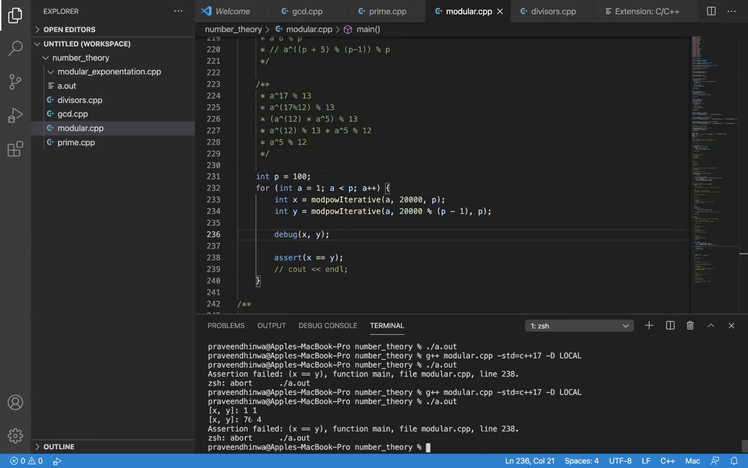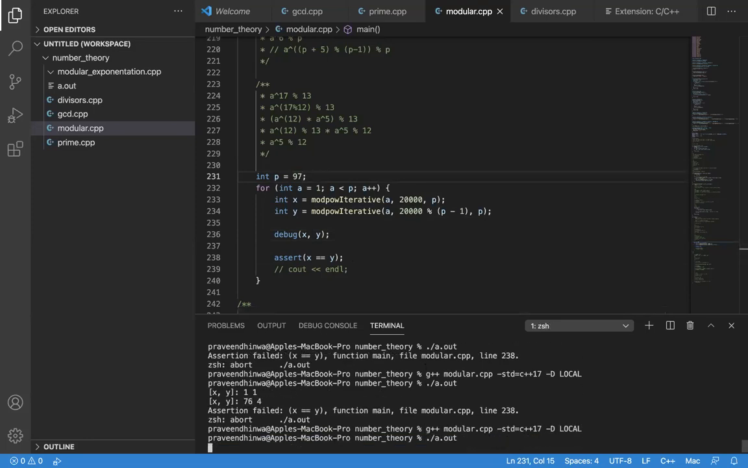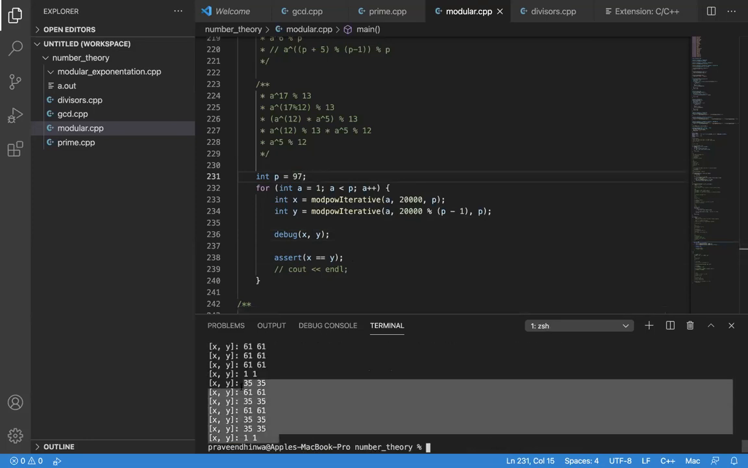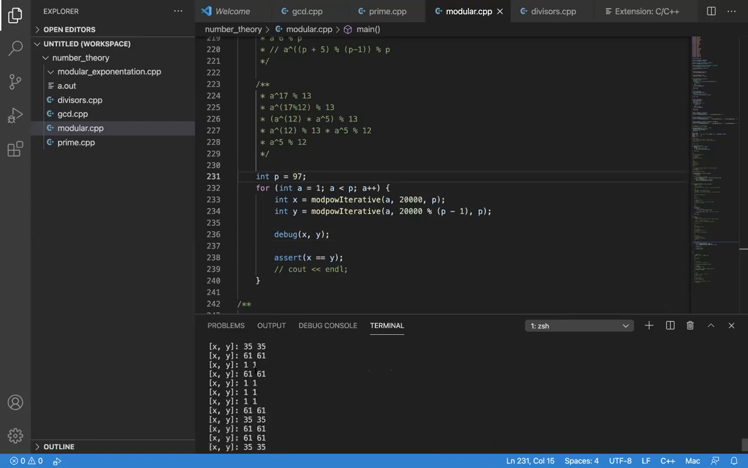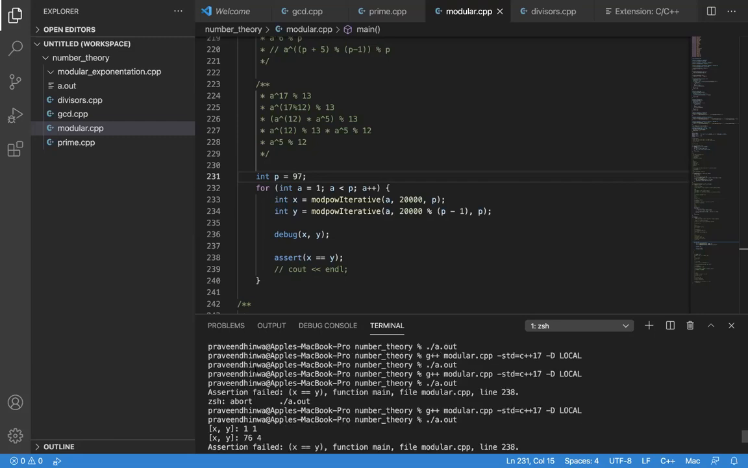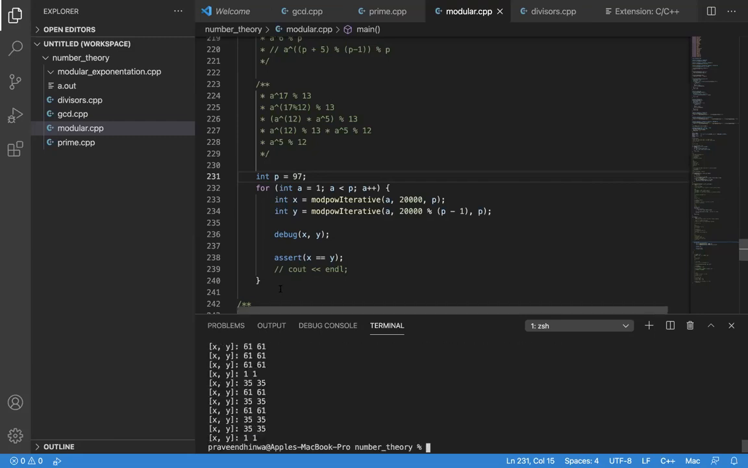See, the first value is 76, the other is 4. But if this number is 97, this is going to be true. Everything is true, all the x comma y are always equal. So this is a property of prime numbers. Whenever you do its power p, it stays equal. Whenever you do its power p minus 1, it becomes equal to 1 modulo p.